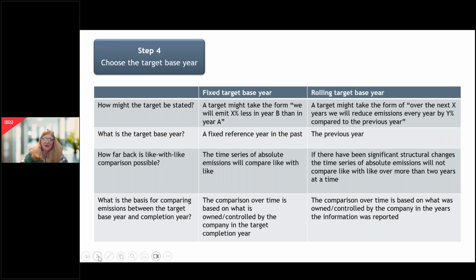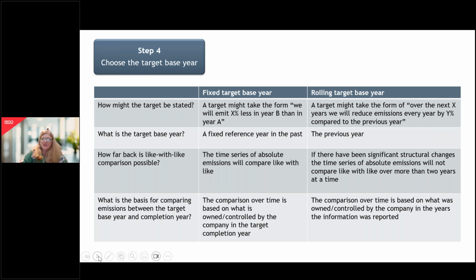So again, what we've tried to do here is a little bit of a comparison between the fixed target base year and a rolling target base year. So if it's a fixed target base year, how might we set that target? We would say we will emit X% less in year B than in year A. So we'll emit 50% less in the year 2030 than in the year 2020, for example. A rolling target base year could be over the next 5 years, we will reduce emissions every year by 10% compared to the previous year.